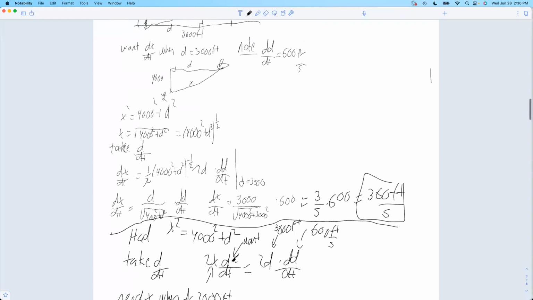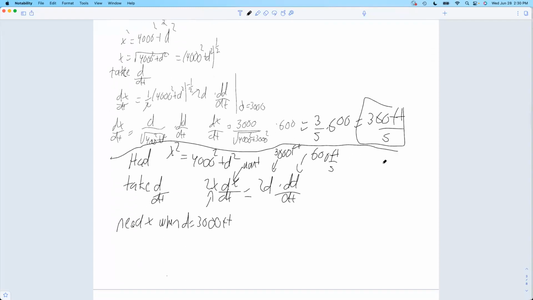But that's pretty easy to find. I can just draw out my triangle here. When this is 3,000, this one's always 4,000. This was x, just Pythagorean. And again, you can check this on your own. This is a Pythagorean triplet. This will be 5,000. So a squared plus b squared equals c squared. So when d equals 3,000, x is 5,000.